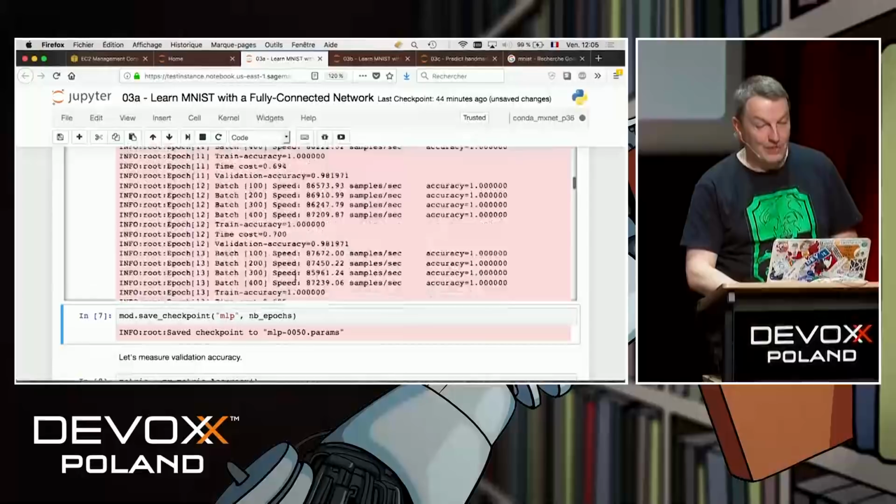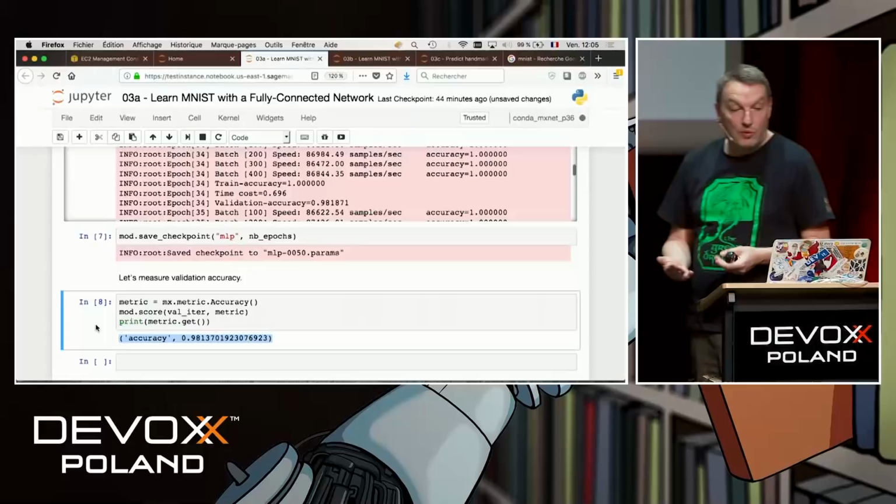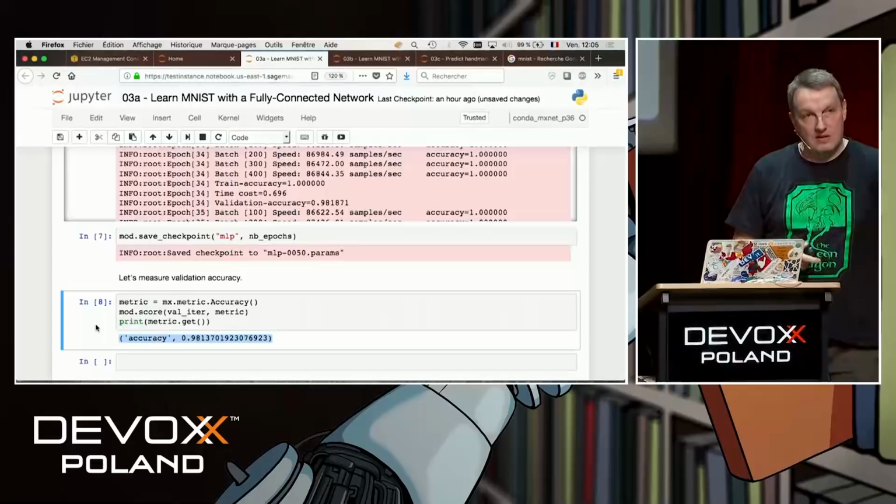So I've done this before in the interest of time, and I saved my model here, and I get to a validation accuracy of 98.13. It trains for a few minutes, but I don't want to waste a few minutes. So this is what I get, right? I trained for 50 epochs, that fully connected network on my data set, and I get to the validation accuracy of 98.13.